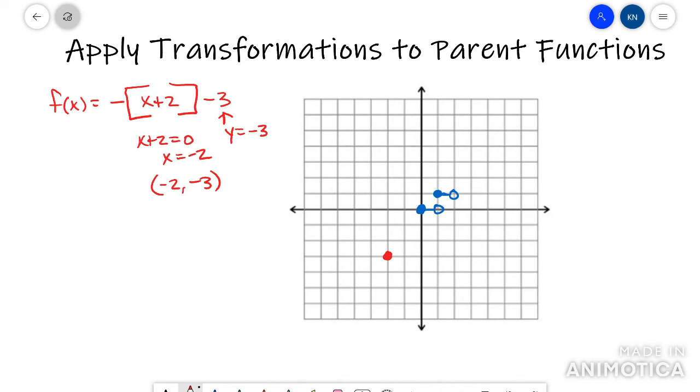But from here, I'm looking at this negative out in front. This is a reflection across the x-axis. So if you look back at my parent function here, instead of going over 1, up 1, I would go over 1, down 1. That's what this reflection is going to make this look like. So all I have to do is, from my new point of interest, right here, go over 1, down 1, put a solid circle, then make my graph resemble the greatest integer function. And that's applying transformations to parent functions.